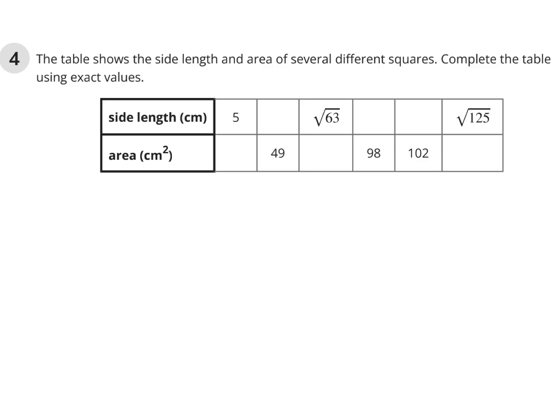Let's look at problem number 4. Look at the table. If we pay attention to the table, side length is in centimeters, area is in centimeters squared, which means if you go down, you square, and if you go up, you have to take the square root. So if you have a number like 5, you have to square it, which gives you 25. If you have a number like 49, you have to take the square root, which gives you 7.